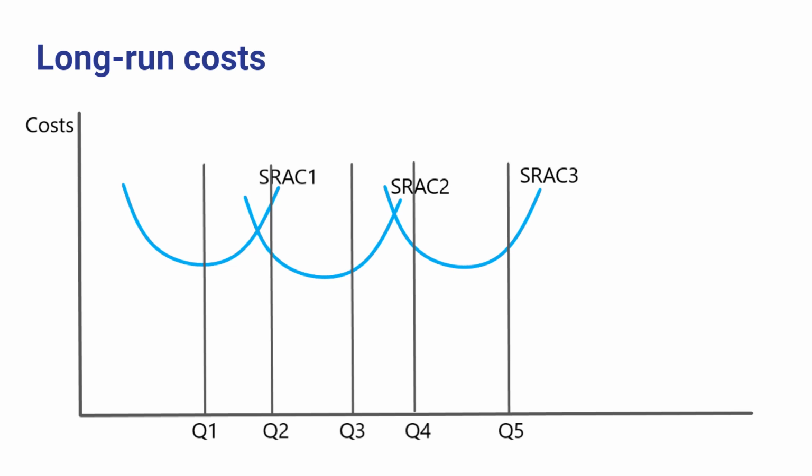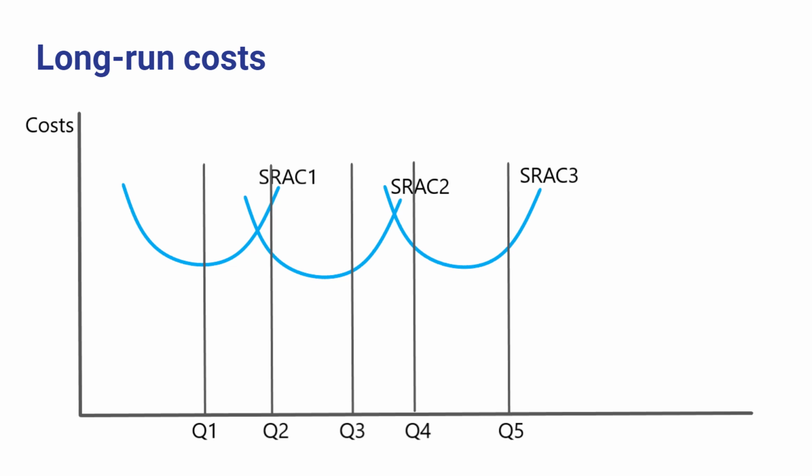If you're only going to be selling a small amount of a product, you can produce that at a lower cost with a small firm. If you're going to produce a moderate level of output, a medium-sized firm would allow you to produce that at a lower cost per unit, as in SRAC2. But if you want to produce more output, you can produce that most efficiently when you have a higher level of capital. In the long run, firms are not constrained by a given short-run average cost curve.